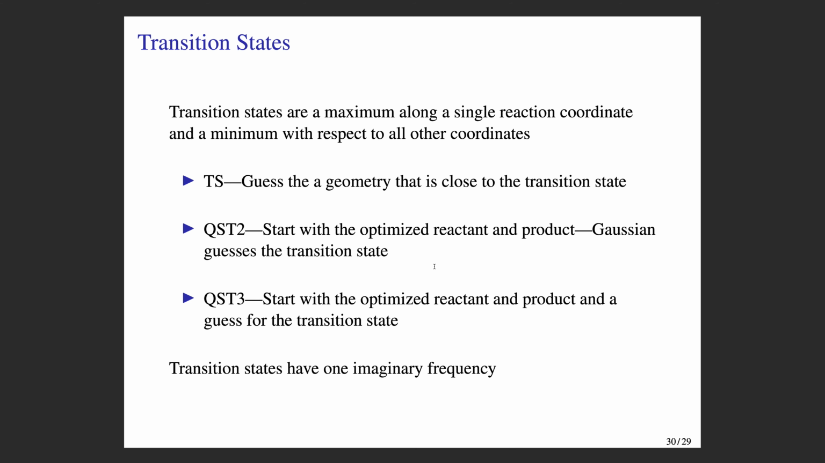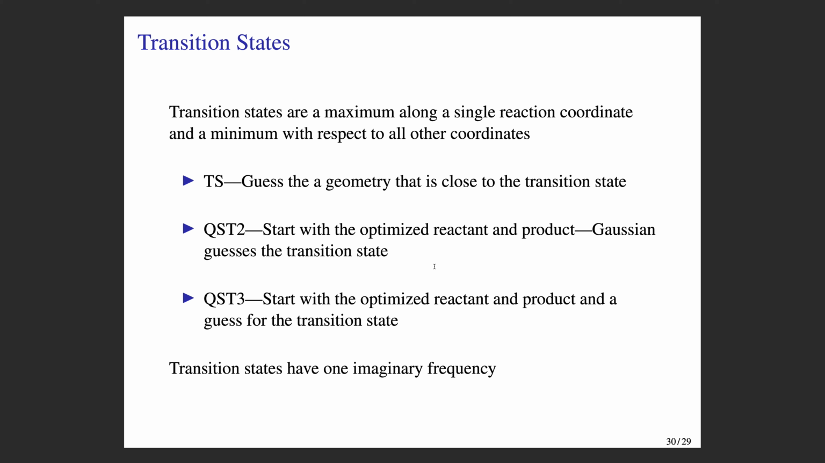I'll just say a word here about transition states. The other type of calculation that we'll look at in this unit is when you want to calculate the transition state connecting to minima. The transition state will be at a geometry that's a maximum along some reaction coordinate separating the reactants and products, but it'll be a minimum with respect to all other coordinates.